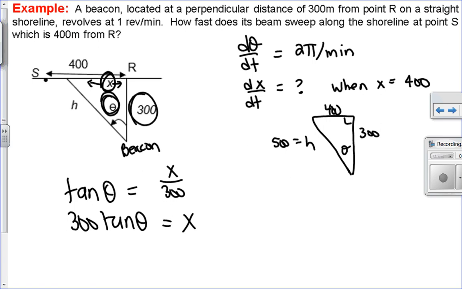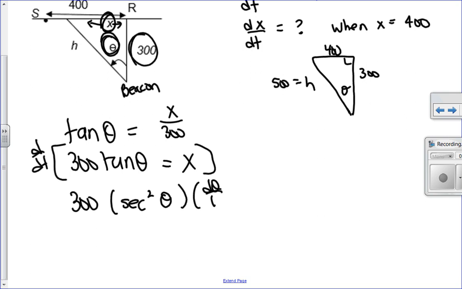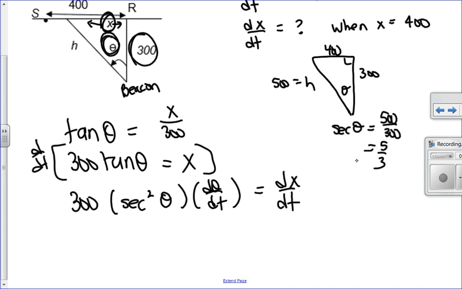So let's take the derivative of both sides with respect to time. So the derivative here, 300, times the derivative of tan is secant squared theta times d theta by dt. That will equal dx by dt. So now I know back in this triangle, the ratio that I need is what secant is. So secant is the reciprocal of cosine. So cosine is adjacent over hypotenuse. So secant will be hypotenuse over adjacent. So it will be 500 over 300, or in lowest terms, 5/3.